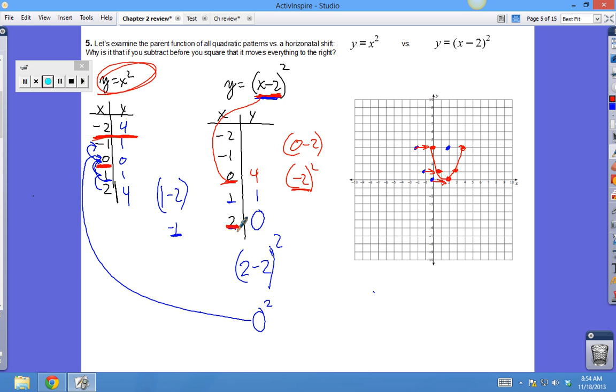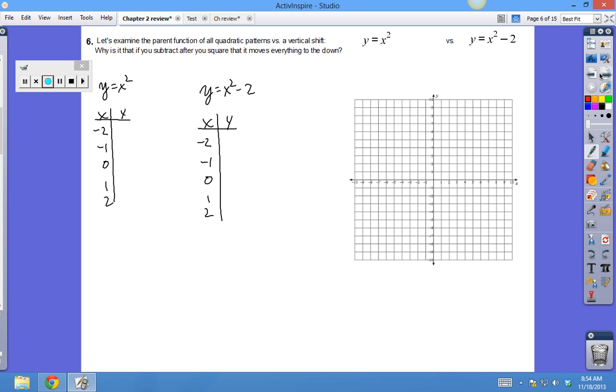So if I'm wanting you to look at 2 on this adapted model, I want you to plug in 2, but then I want you to take away 2. I want you to look at what happened when 0 was plugged in. Okay, what if you add or subtract after you square it?